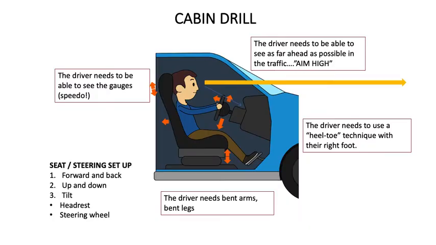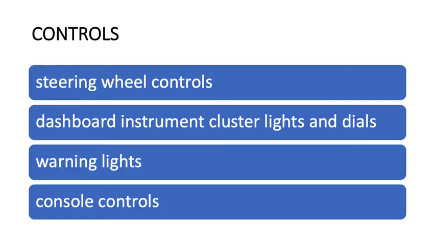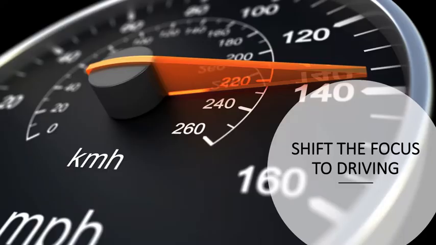We always start level 2 training sessions with our cabin drill, making sure our student is appropriately set up in the seat, steering, seatbelt, etc. And making sure that as you're going through your different levels, they're gaining more confidence and competence with identifying and operating their controls. They've got to keep their eyes on the road and not be looking down with their eyes away from the road as they operate the controls. So we're talking steering wheel controls, dashboard instrument cluster lights and dials, warning lights, and console controls.